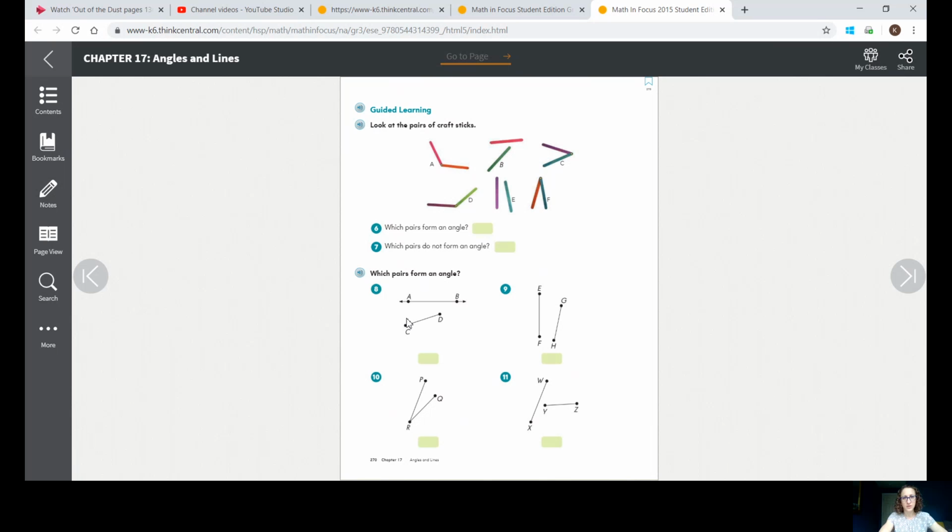Which pairs form an angle down here? We've got number 8, 9, 10, and 11. Which pairs form an angle? No angles here. These two do not connect. Same with these. No angles here. Ooh, here we go. Two line segments and they connect at an endpoint. Yes, that forms an angle. And again, these ones don't because they don't connect.